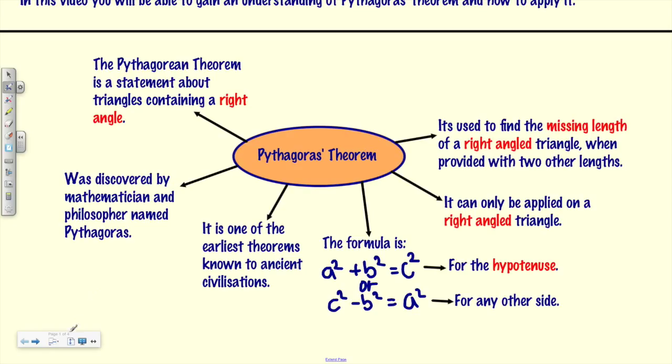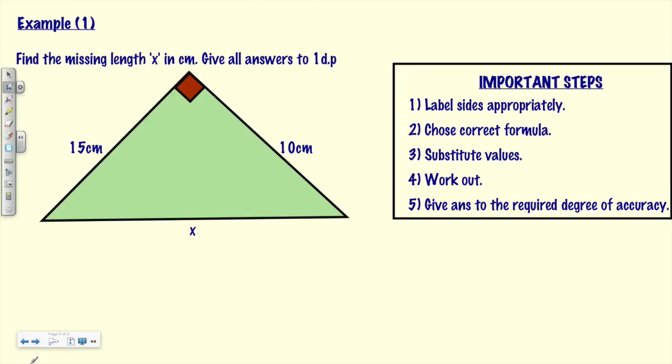So we'll start with a quick example. Alright, example 1. Find the missing length x in centimeters. Give all answers to one decimal place. Over here I have some important steps we should follow, which we can tick off after we've successfully done them. So the first is to label sides appropriately. So let's do that now.